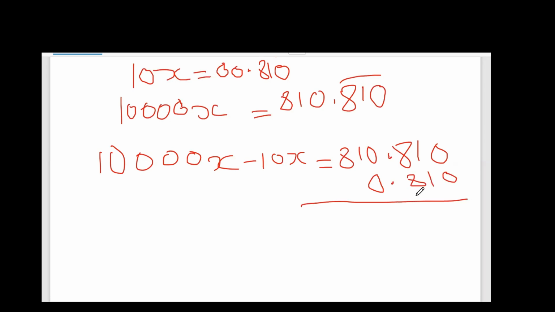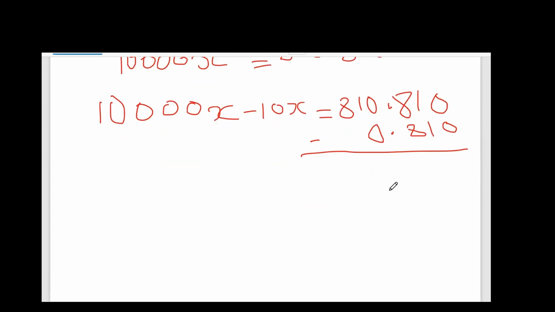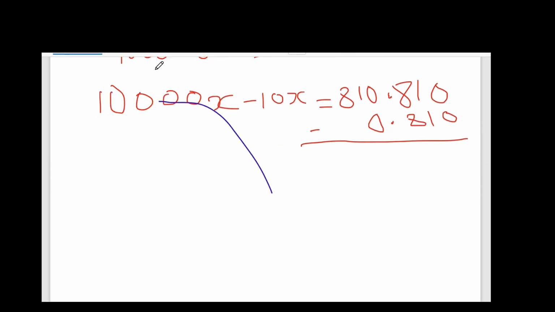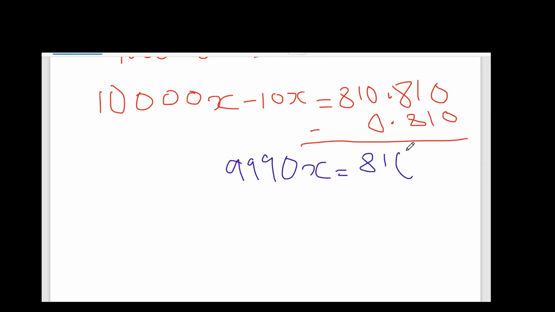Then after this, you do your subtraction now. So you do both here and there. What are we going to get after that? When you subtract 10,000 minus 10, we are going to get 9,990x, which will be equal to... let's subtract these. 0 minus 0 is 0, 1 minus 1 is 0, 8 minus 8 is 0. So after the decimal point, we have nothing. So we only have 810, like that.